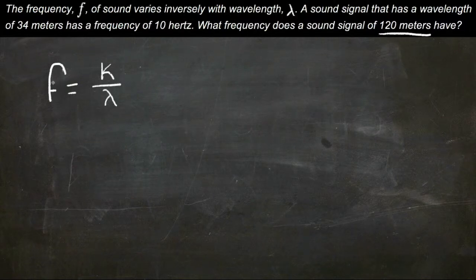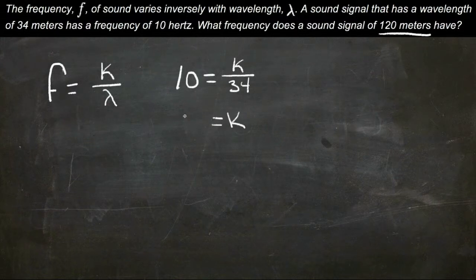All we need to do is take the information we have to figure out our constant of proportionality. We'll plug in the frequency we know, which is 10 hertz. 10 is equal to whatever the constant is that we don't know yet, divided by the wavelength we know, 34 meters. That lets us solve for k, our constant of proportionality with a sound wave. If we multiply both sides by 34, we get k is equal to 340.